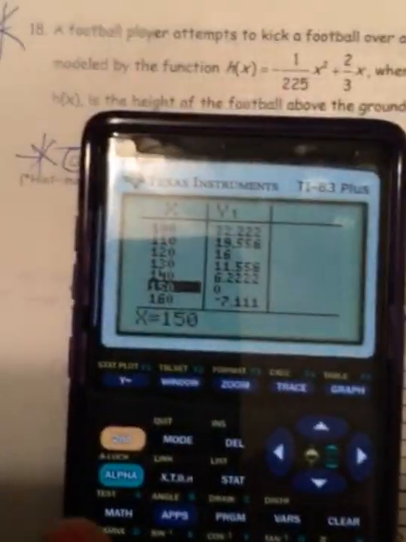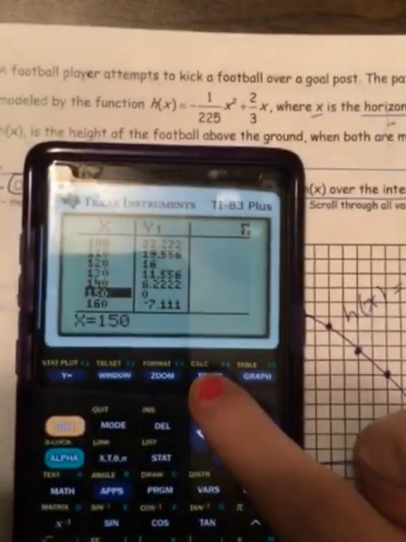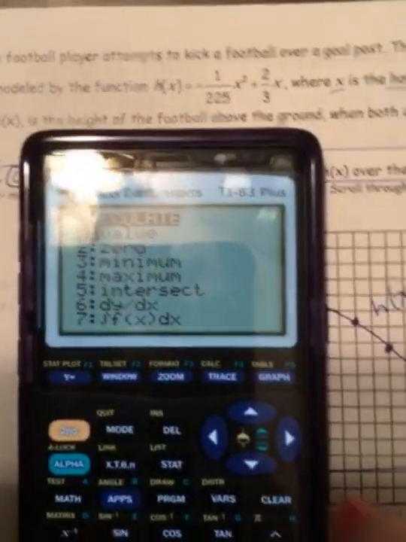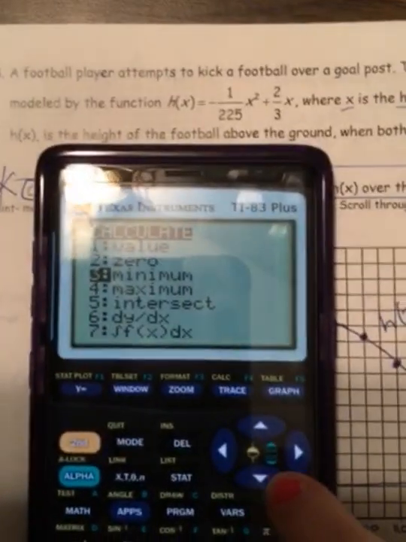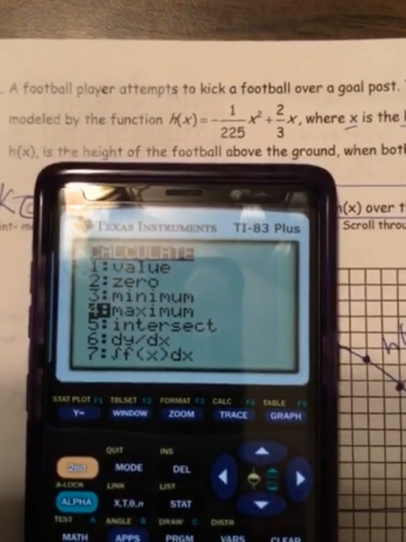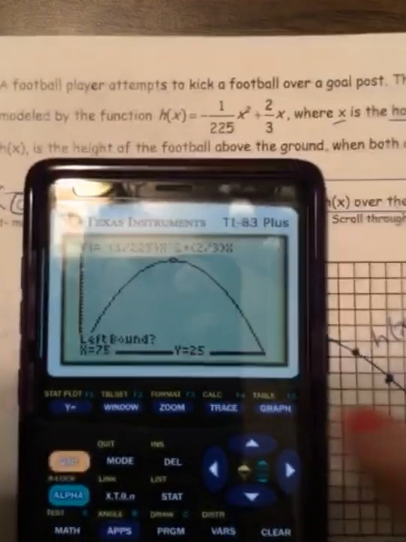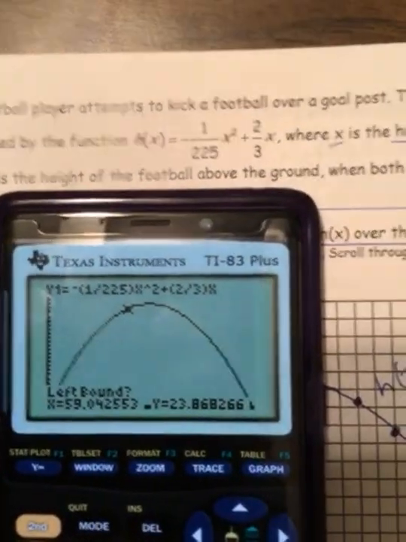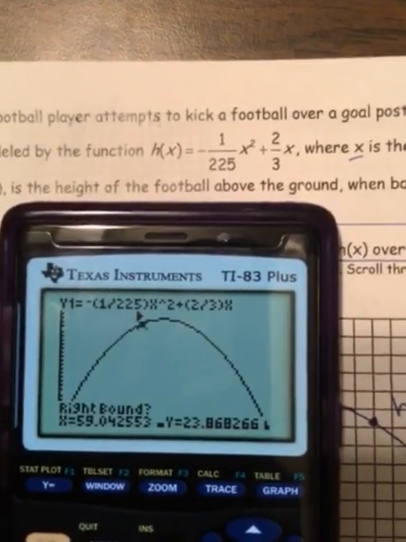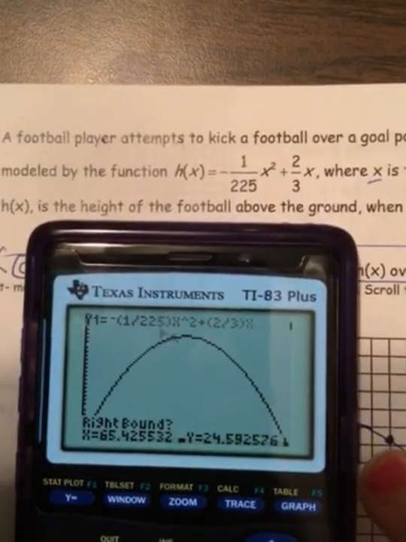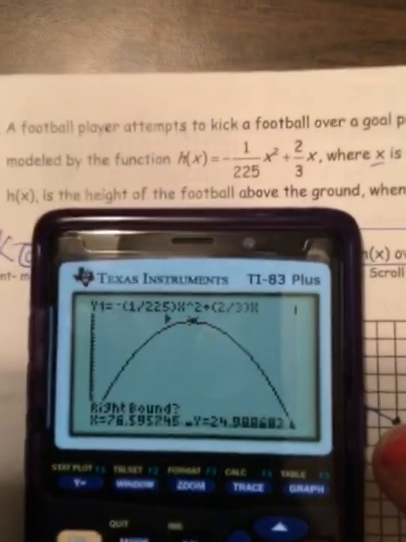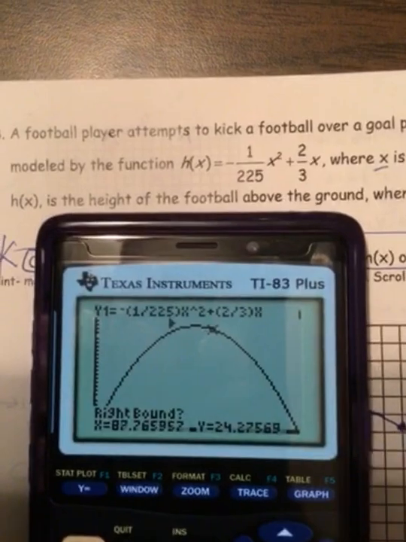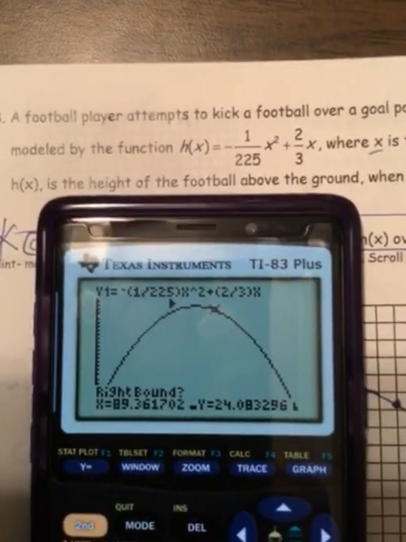So let's go back to our graph. If I do second trace, notice that this was a maximum. This ball was being kicked in the air. I'm going to click enter. See how it says left bound? I want to go left of the maximum. Sure, that looks good enough. Click enter. I'm going to go right of the maximum. That looks good enough. I'm going to click enter.